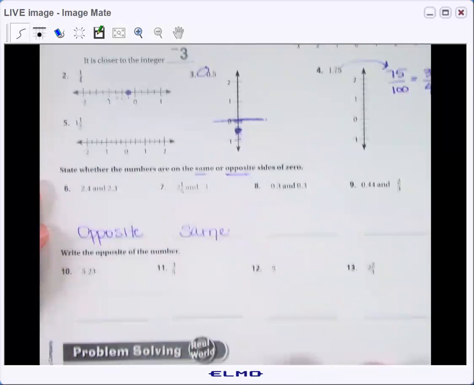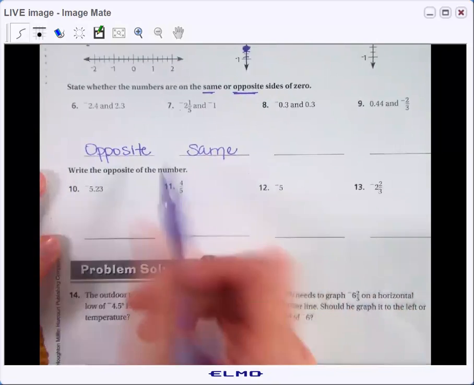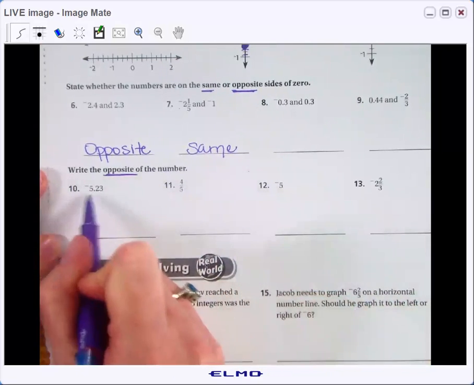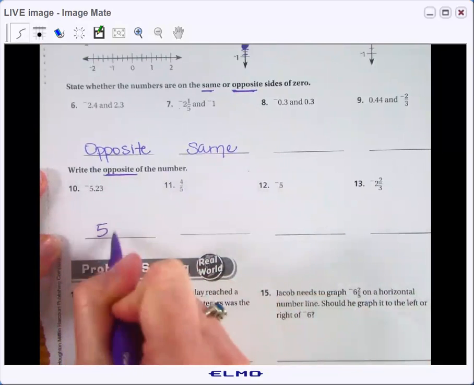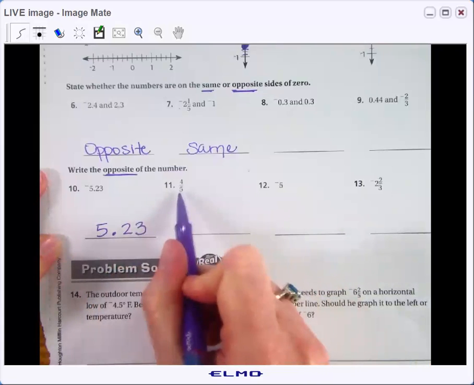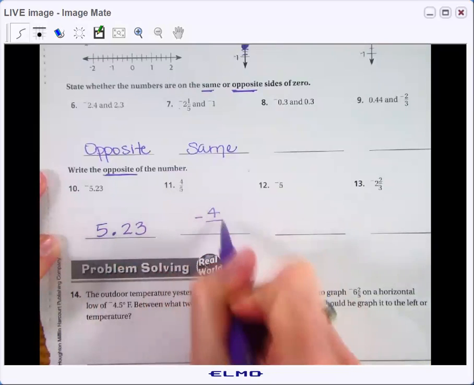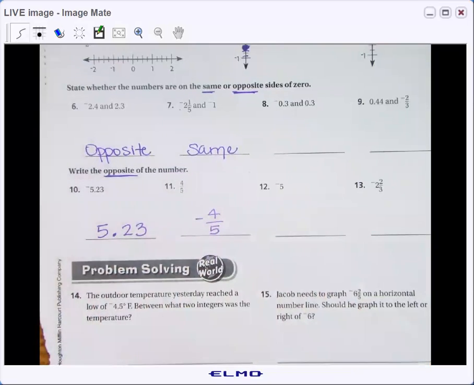The last two I'm going to go over with you are numbers 10 and 11. We're writing the opposite number, so the opposite integer of what's provided. -5 and 23/100 becomes the opposite, +5 and 23/100. +4/5 becomes a -4/5. Okay, make sure you're using that number line for your lesson today.